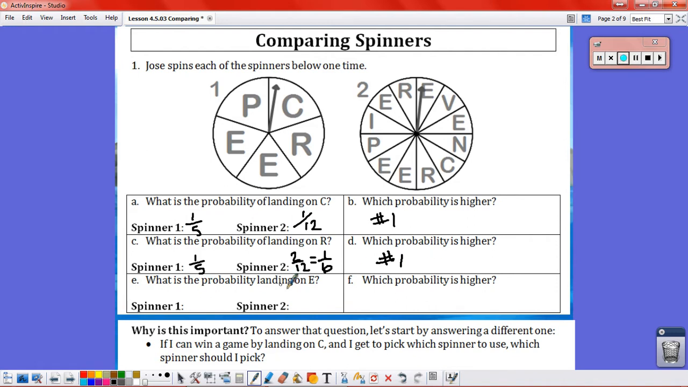Then we have E. What is the probability of landing on E? Well, 2 of the pieces out of 5 are E over here, so 2 out of 5. Now here we have 1, 2, 3, 4, 5 pieces out of 12. And this is even harder to compare, because 2/5 and 5/12 are pretty similar. 2/5 is a lot of space. Like 5 pieces seems like a lot, but they're very, very small pieces.